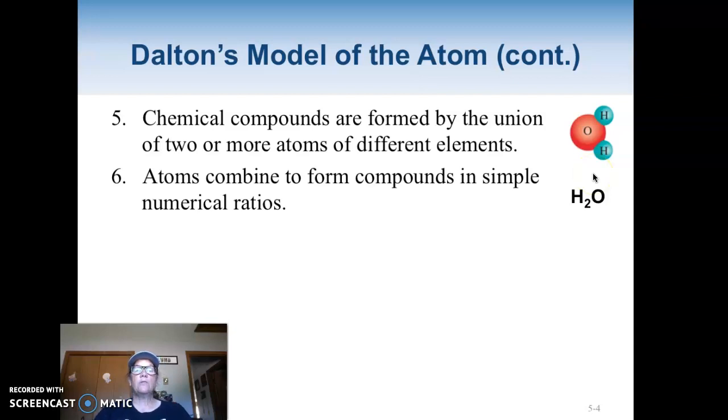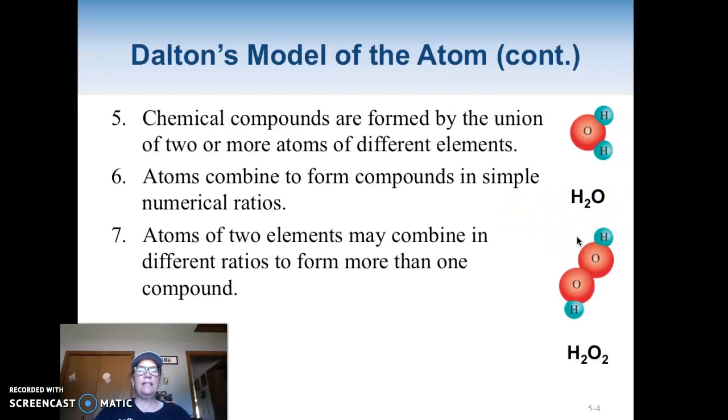He also said that atoms combine to form compounds in simple numerical ratios. In other words, water is always H2O. It's not H2.5O2. They're always whole number ratios. They don't combine a little bit. There's no fractions. There's no percentages. It's either a whole number or not at all.